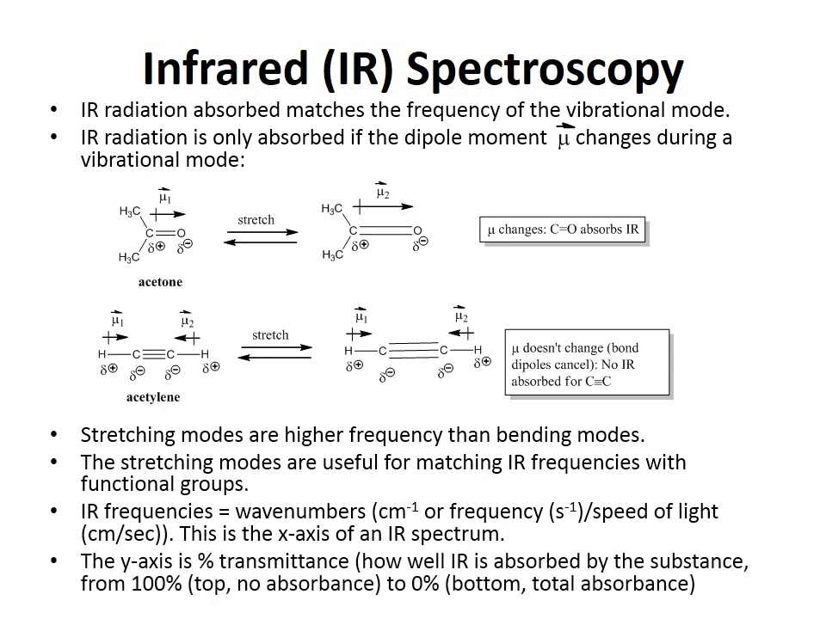The y-axis is percent transmittance, which is how well the infrared radiation is absorbed by the substance. Starting at 100% at the top of the y-axis, where there's no absorbance, down to 0% at the bottom, where the substance completely absorbed infrared radiation at that frequency. So we're going to see peaks. They're going to go from the top to the bottom. They're going to make a dip.